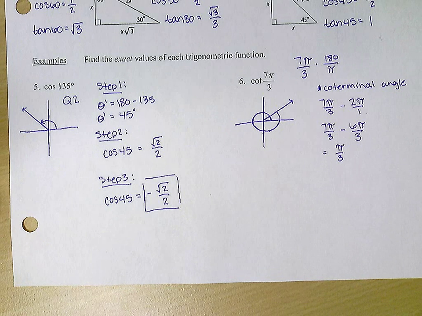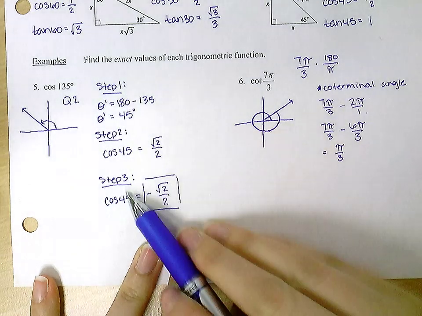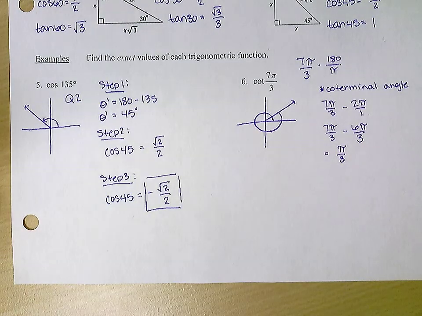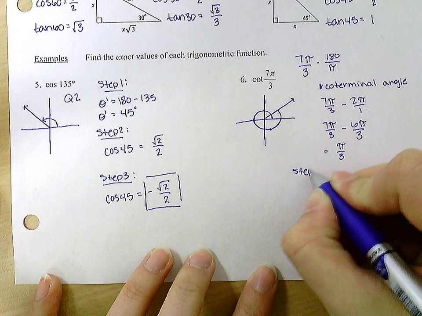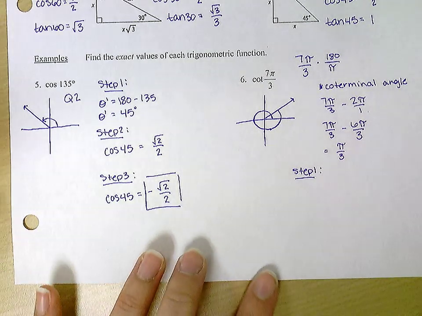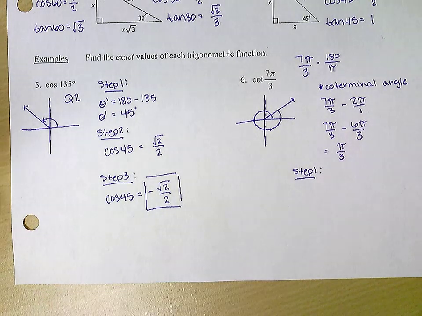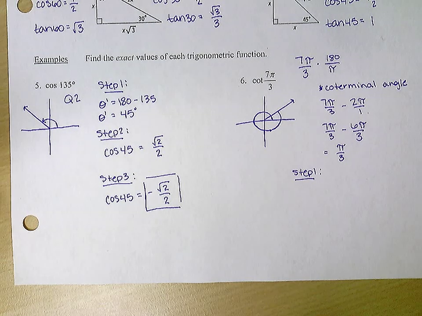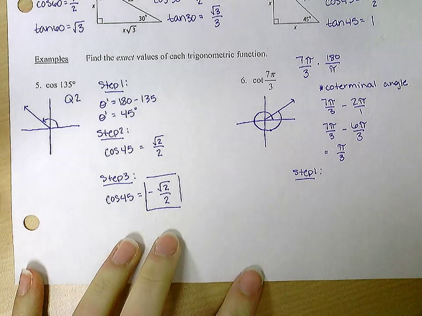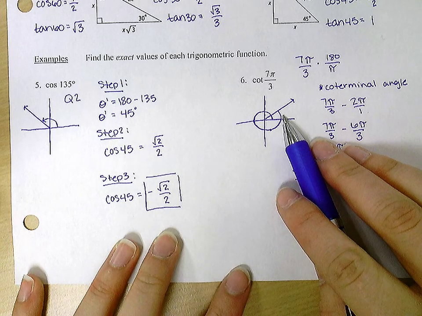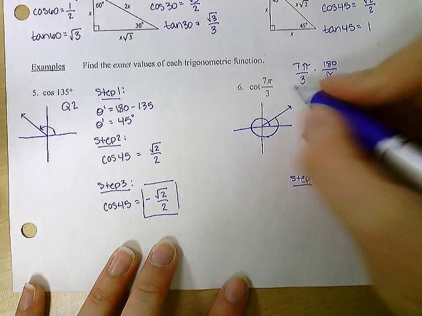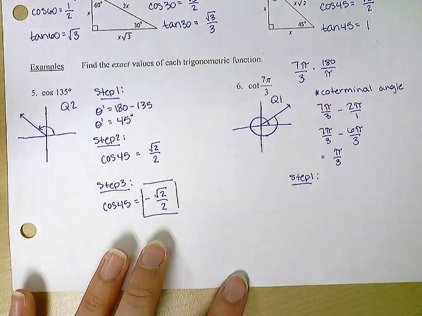Now, I'm going to go through the steps just like I did here to figure out the rest of this problem. Okay, so step 1 is to find your reference angle. So reference angle is, again, what we did yesterday. Now this is in which quadrant? What quadrant is this? Quadrant 1.